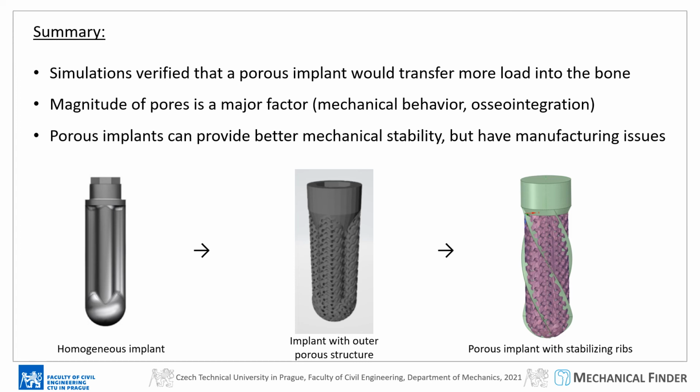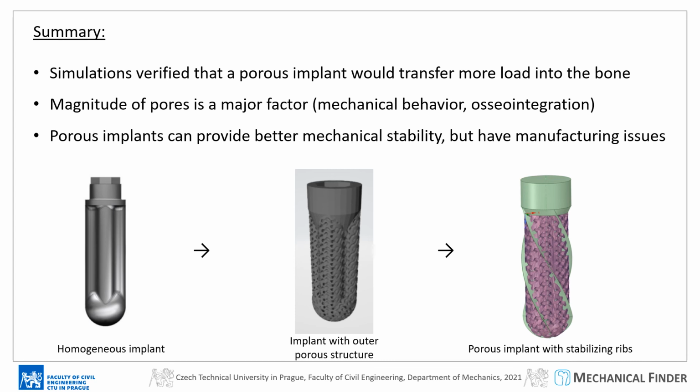The magnitude of the pores is also a major factor, as it influences mechanical behavior and also osseointegration. Osteons, the bone trabeculae, do not really like pores which are too small or too large. The literature indicates that the optimal value of the pore size is somewhere between 300 and 900 or 1000 micrometers.